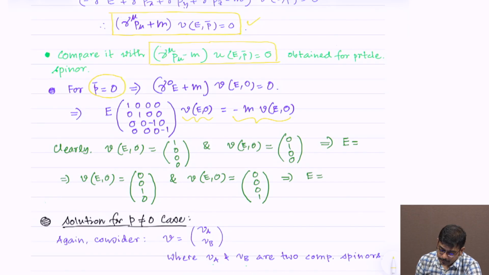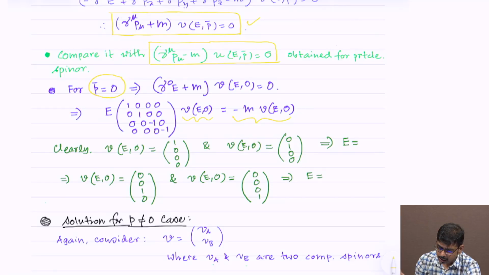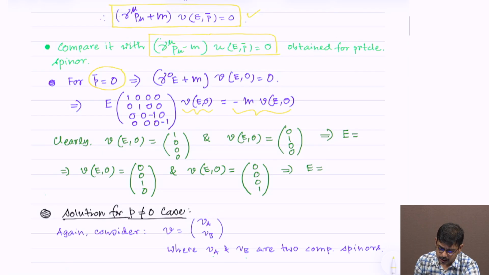Now, clearly, once again I can have 4 independent solutions for this antiparticle spinor, which are (1,0,0,0), (0,1,0,0), (0,0,1,0) and (0,0,0,1). So there are 4 possibilities. Now the question is, suppose you take v(E,0) equal to (1,0,0,0), just like the particle spinor that we did.